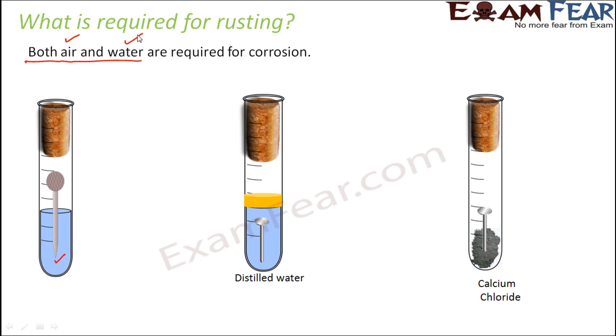Therefore, the chances of rusting are more where the air is a little moist. Like in a lot of places, like near the coastal areas, the air has a lot of moisture. So the chances of rusting are more in those kind of areas.